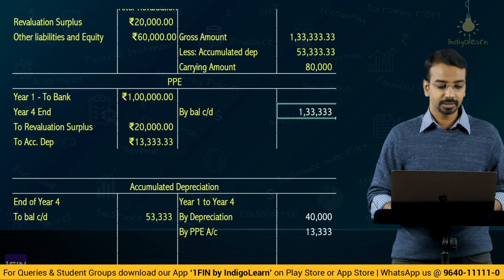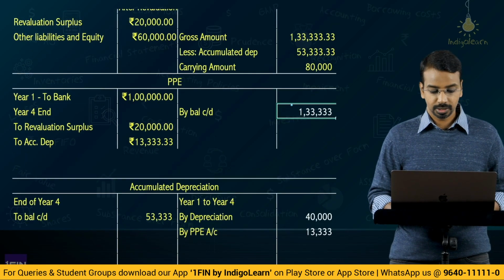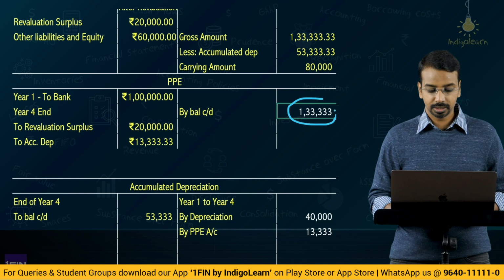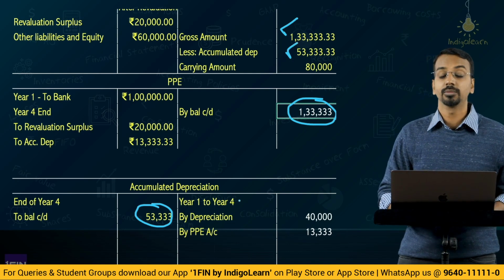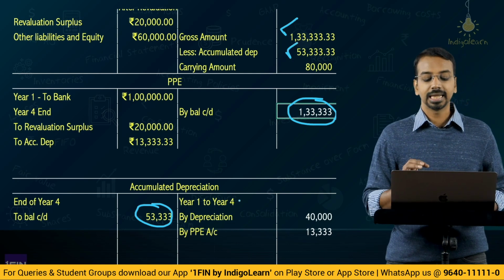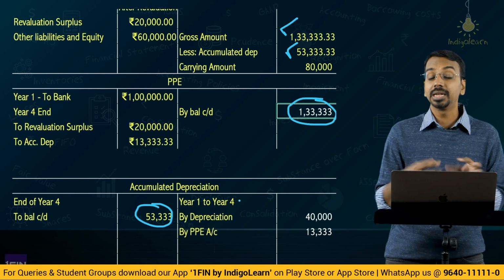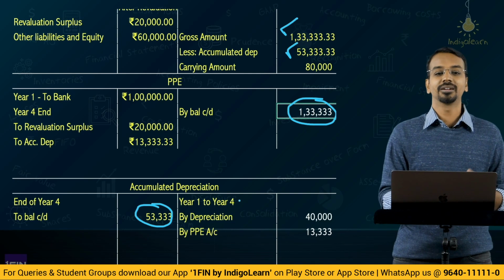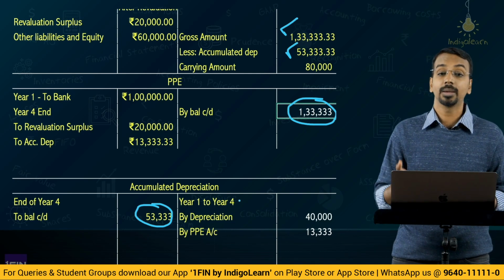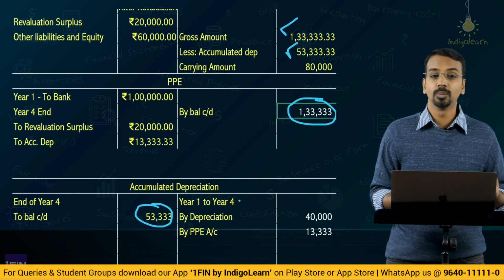So, you can see this linkage. This balance of 133,333 is being shown here and this balance of accumulated depreciation is being shown here. Net of these two, the revised carrying amount is 80,000. The carrying amount remains the same. In the first method, you have eliminated the depreciation. In the second method, you have increased both the gross carrying amount as well as the accumulated depreciation.